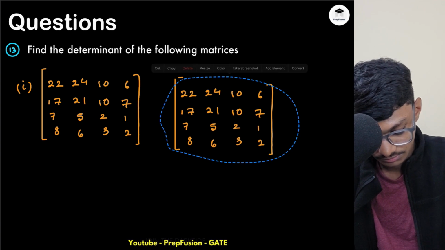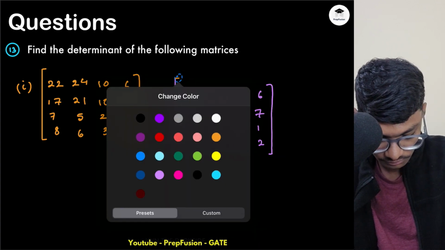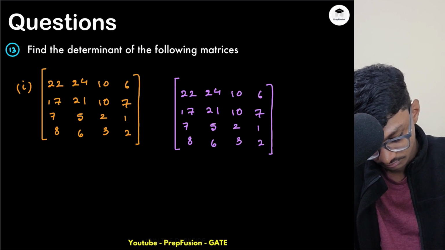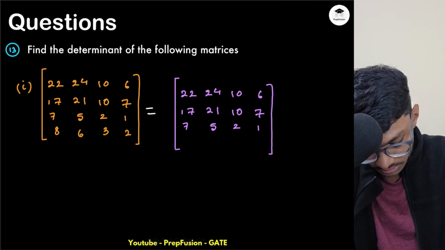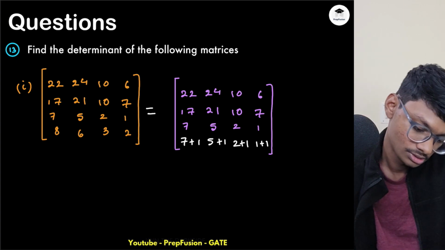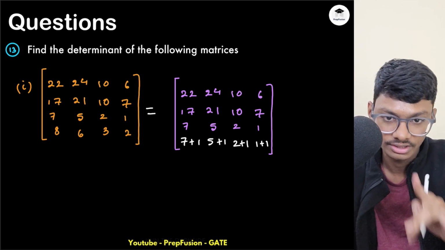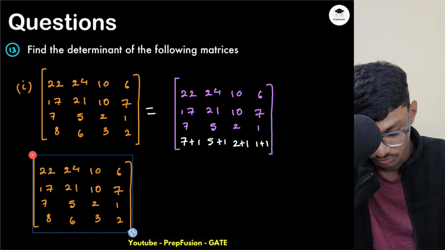Let me color this. This I can rewrite as 7 plus 1, 5 plus 1, 2 plus 1, and the bottom row 1 plus 1. Now I will use that determinant property, just what I told you. I will break this down into two separate determinants. So obviously I will paste this again. Let me go to the next page actually.